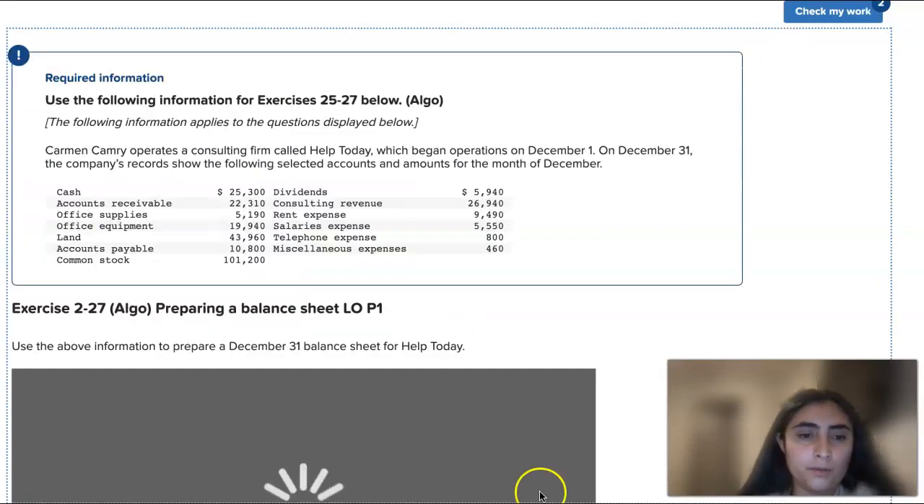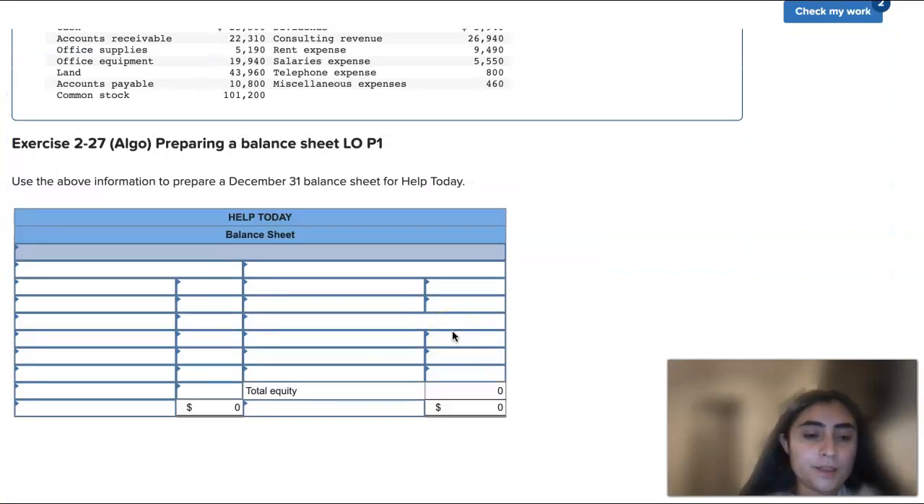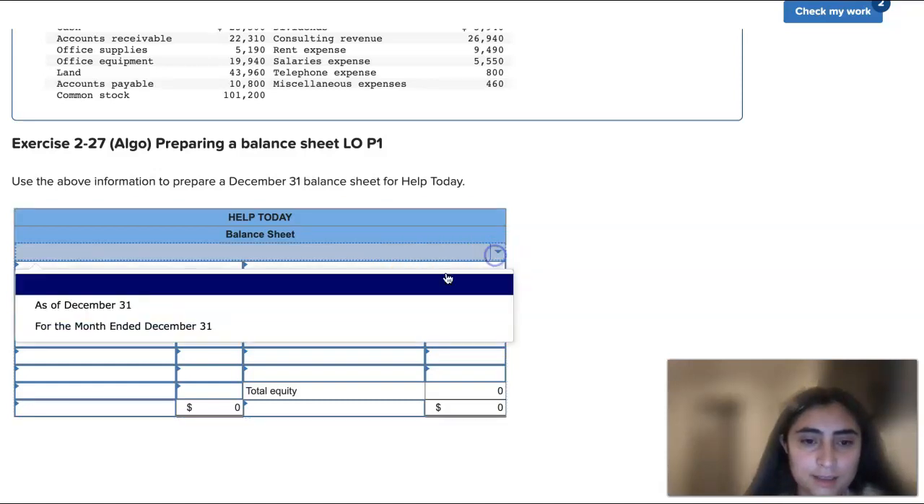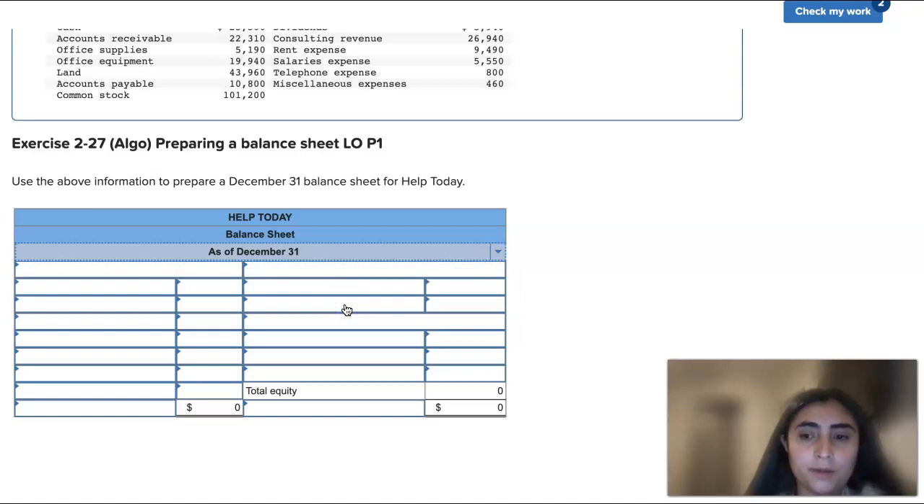Okay, so now we're going to move on to the balance sheet. The balance sheet was actually pretty hard for me to understand at the beginning because it has a lot of things to keep in mind. A balance sheet gives you a snapshot of our company's financial position at a given point in time. That is why we put in here as of December 31st, because it is at a point in time. Now we're going to put here assets, and then here liabilities and equity.